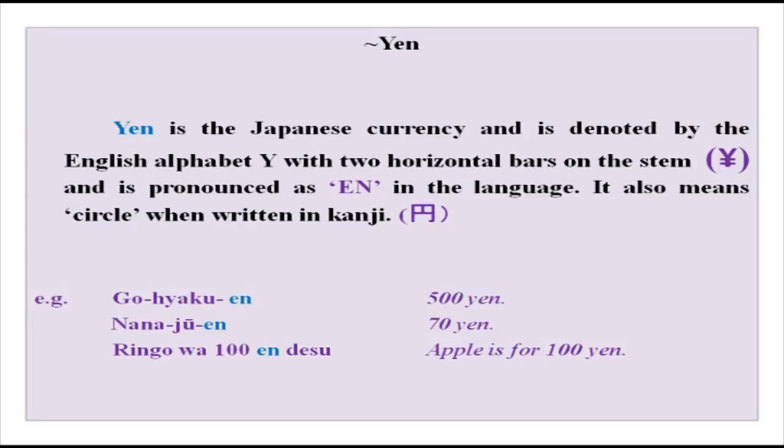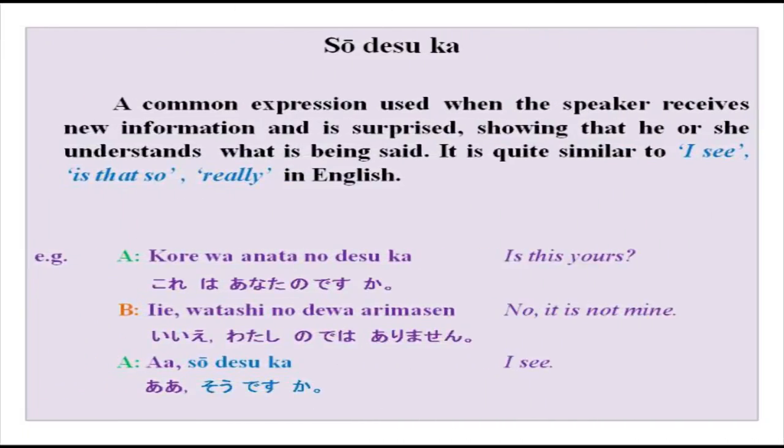N also means circle and it also means circular. So, 500 yen, 700 yen or 70 yen, ringo wa 100 yen desu or ringo wa 100 yen desu ka? Now, this is an expression. So desu ka? As you can see over here, this is an expression used when the speaker receives new information and is surprised and is showing that he or she understands it. It is quite similar to I see, is that so, really in English.